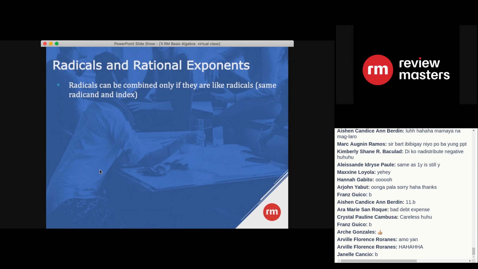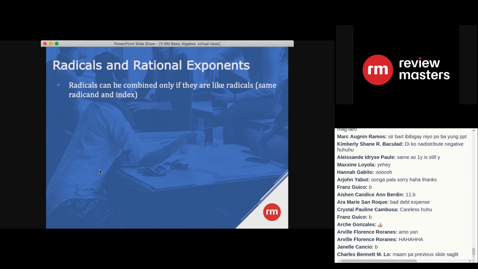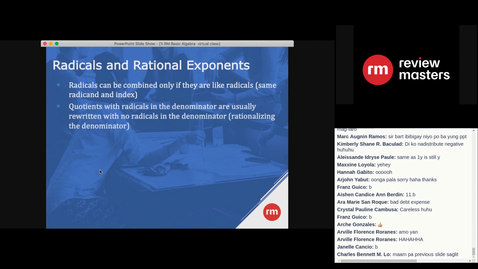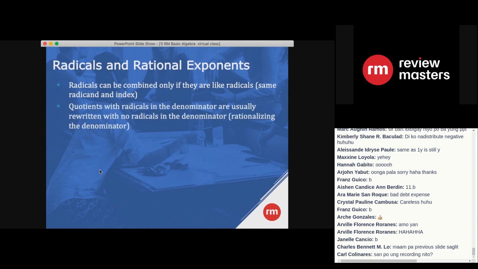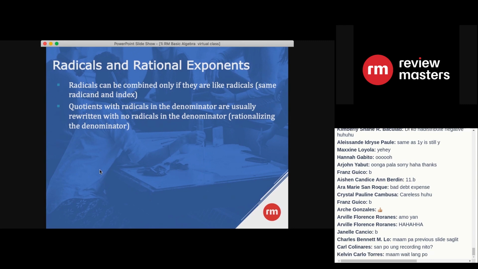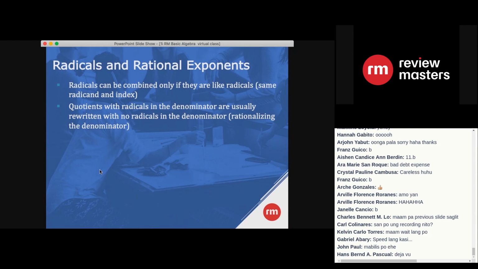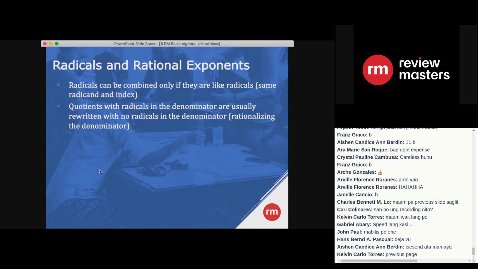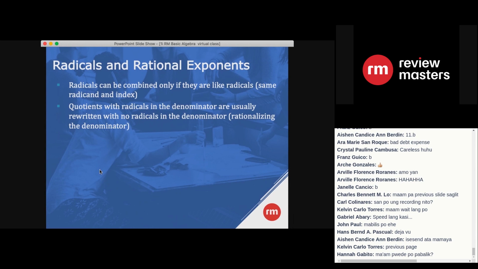Radicals can be combined only if they are like radicals. So para din to pag-a-add natin, coefficients. Kapag makaka-add ka lang o makukombine mo lang sila if they have exactly the same radicals. So kung like ang radicals, kung parehong same radical and index, pwede mo silang pagsamahin. Okay? Quotient with radicals in the denominator are usually rewritten with no radicals in the denominator. So kapag may radicals pa yung quotient, ibig sabihin we can still rationalize the denominator.